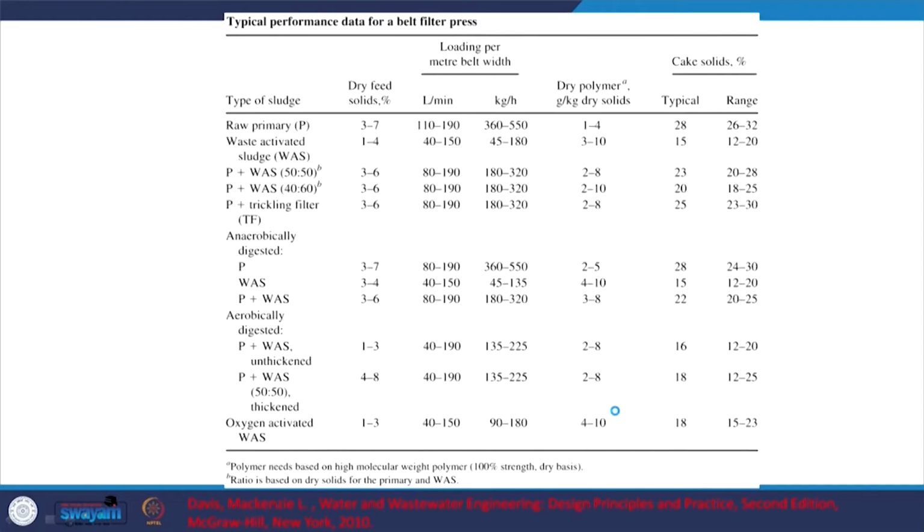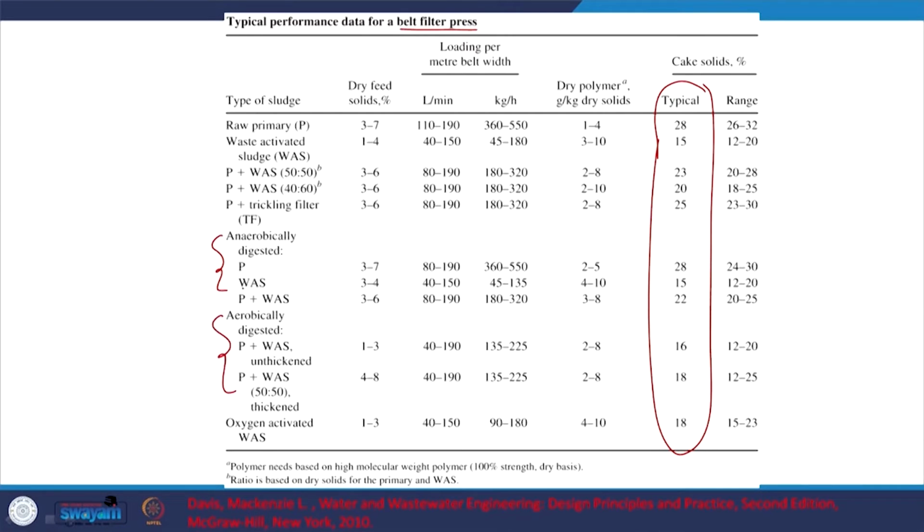So, let us look at the performance of the belt filter press. What is it all about? It comes down to the solids concentration here. This is the key aspect. I want to have less water and more solids. What is the solids percentage here? Let us look at some aspects: anaerobically digested, aerobically digested, and waste activated sludge. As you can see, typically it is easier to dewater anaerobically digested sludge than aerobically digested. That is one thing that I wanted to point out here. I was just trying to look at only WAS.